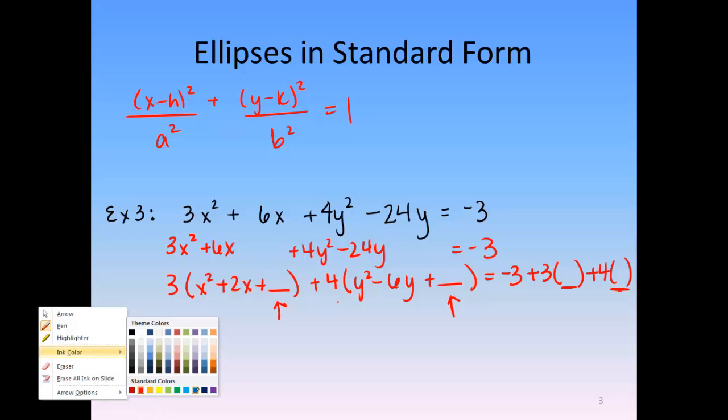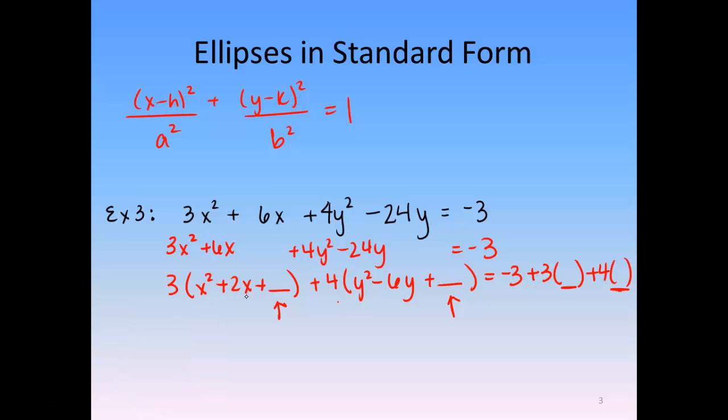I'm going to grab a different color so you can see what I'm writing. I'm going to take half of the 2 and square it. Half of 2 is 1, 1 squared is 1. So I'm going to put the 1 over here. So I'm actually adding 3, which is what I'm doing to this side because the 3 would be redistributed. Then I'm going to take half of the negative 6, which is negative 3, and square that. So I'm adding 9.